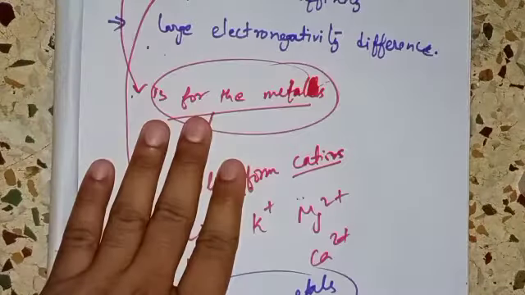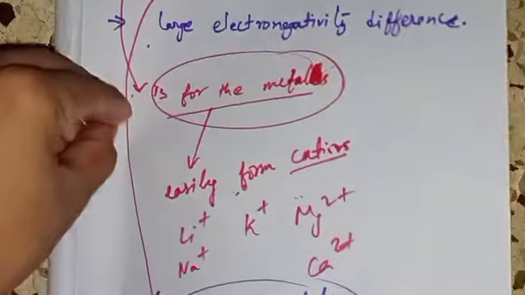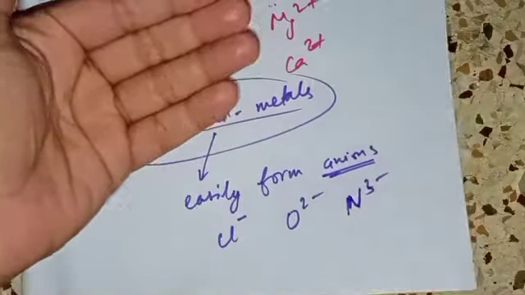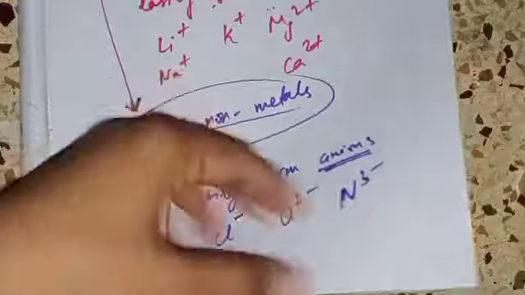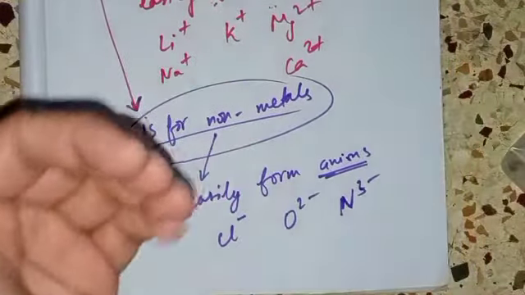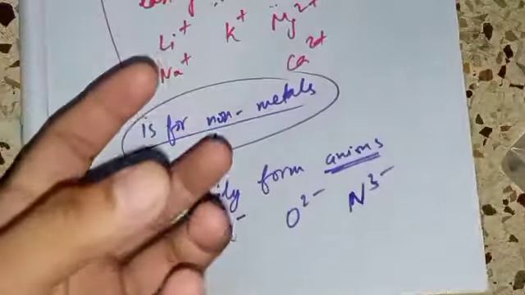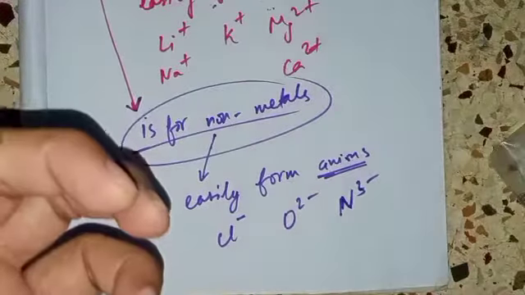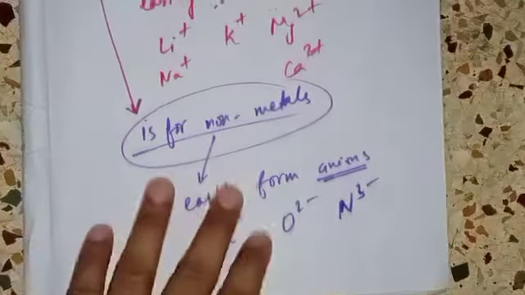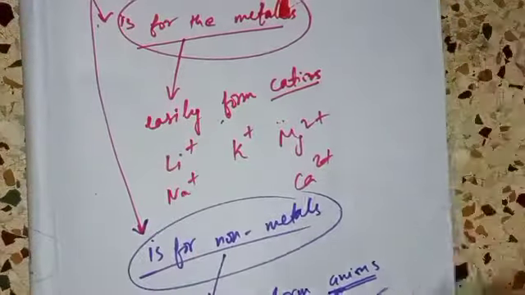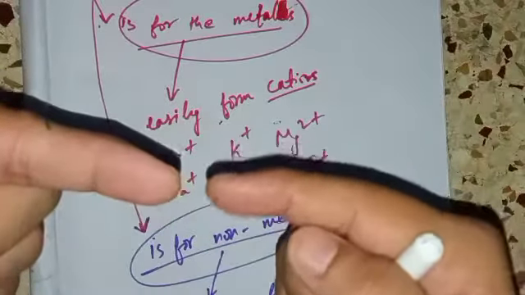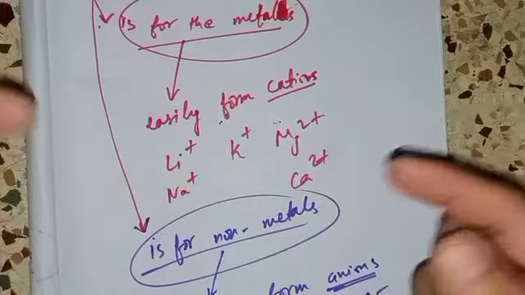So low ionization energy means less energy will be required by the metallic atoms to lose electrons, and they will form cations easily. High electron affinity means the amount of energy released by the non-metals will be higher. That means they will easily gain electrons. If the energy released by the atoms is higher, it means they are highly non-metallic, so they will gain electrons easily and form anions. And when cations and anions are formed, you know what will happen? Chemical combination will take place, and that chemical combination is the formation of ionic or electrovalent compounds.